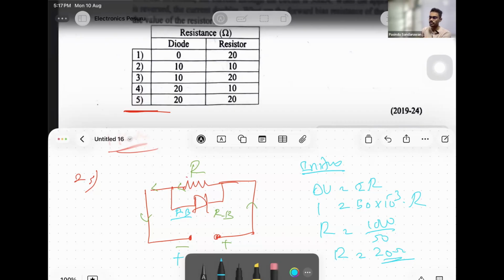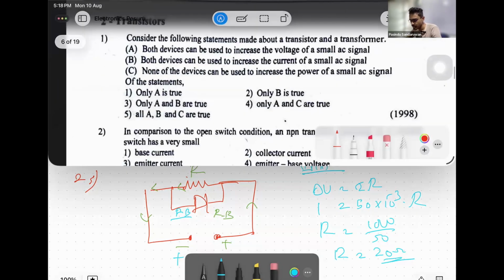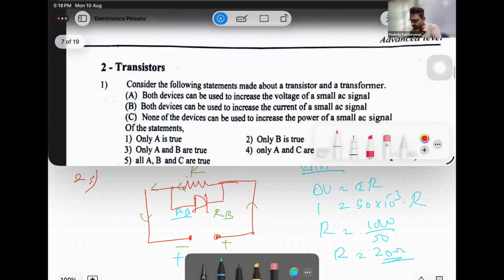Current is doubled. To double the current, resistance is halved. To halve the resistance, it should be 20 and 20. Right? 20 and 20 in parallel means 10. Right? That's a creative question.